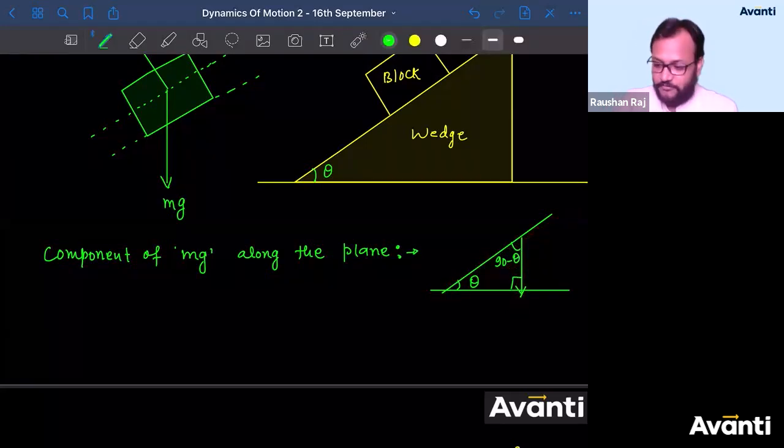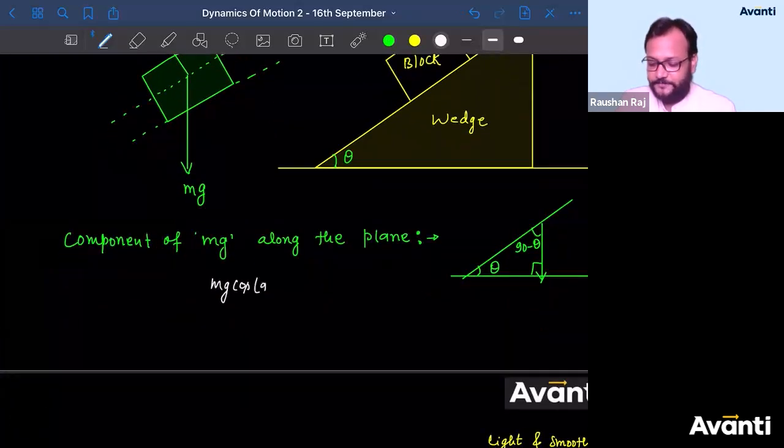So angle made by mg with the inclined plane is 90 minus theta. So what will be the component of the mg along the plane? So it will be mg into cos of the angle made by the force with the line. So that is 90 minus theta. So answer will be mg sin theta.